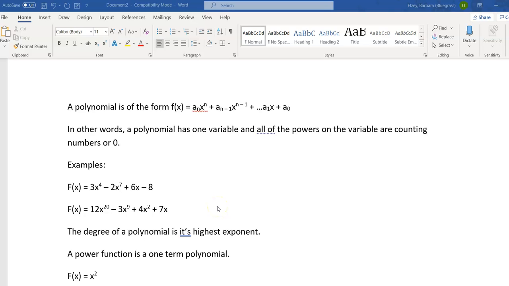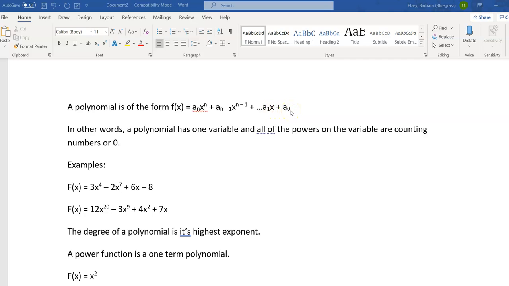So now we're going to start talking about polynomials. We're going to learn a lot of different things about polynomials so that we can graph them. So first of all, a polynomial is of the form f of x is equal to a sub n x to the nth power plus a sub n minus 1 x to the n minus 1 power, going on until we finally get to a sub 1 x plus a sub 0.